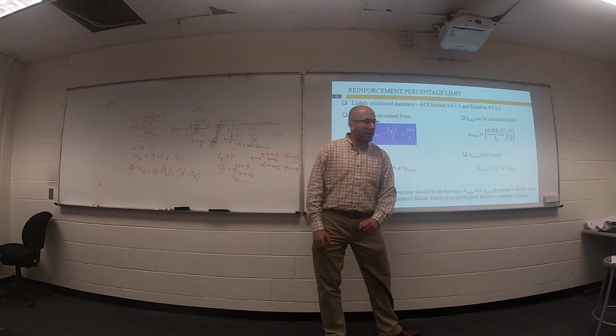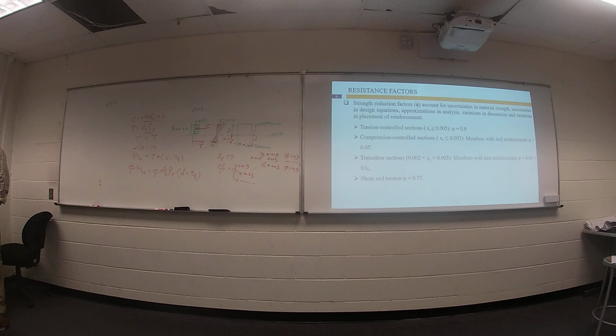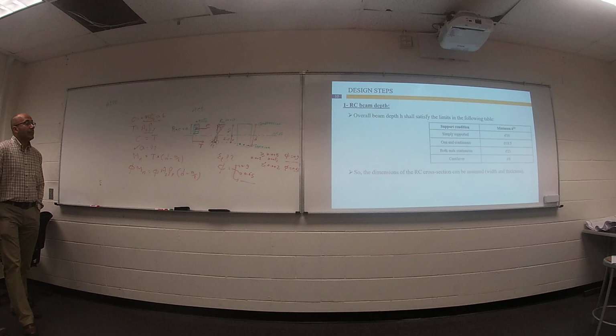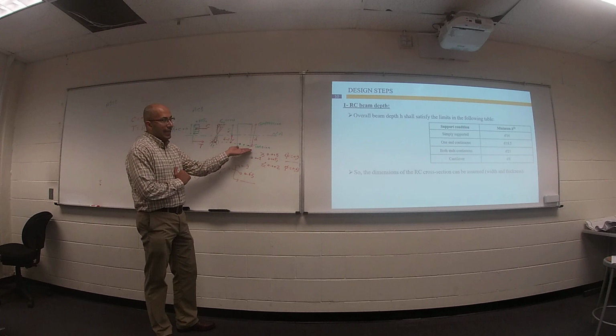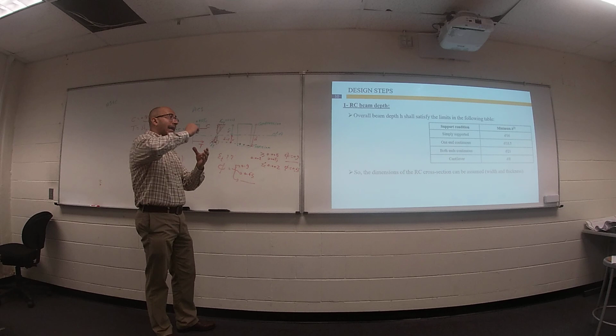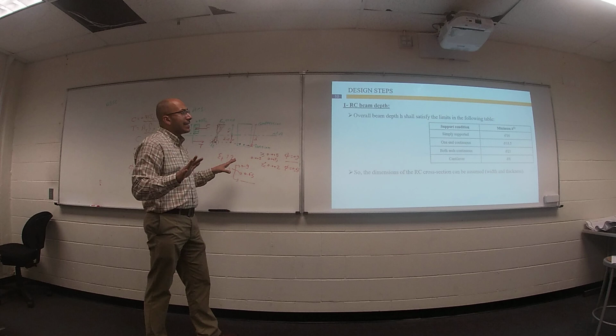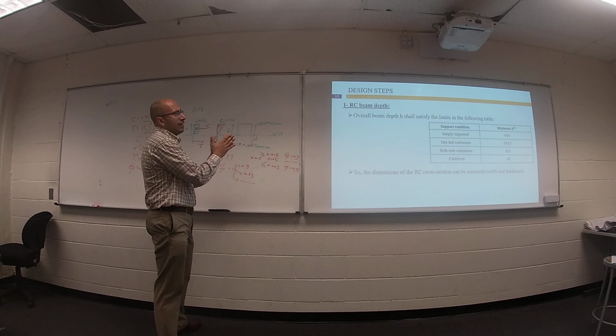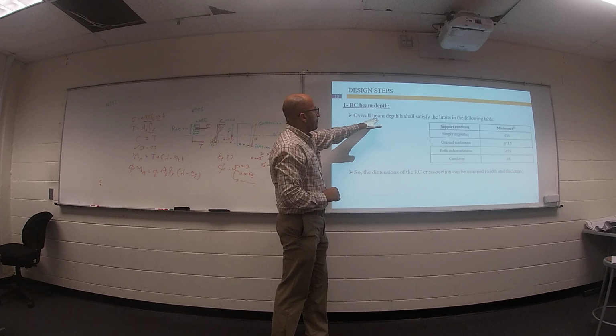I would like to explain something very important. Maybe I can assume my area of steel between maximum and minimum, or I can calculate the required area of steel. You didn't talk about anything about the dimensions of your cross section. According to ACI standard, overall beam depth.